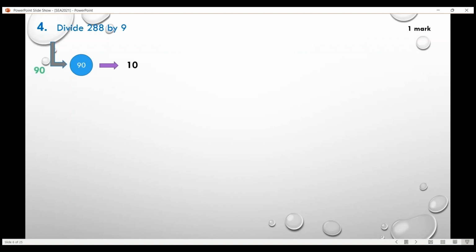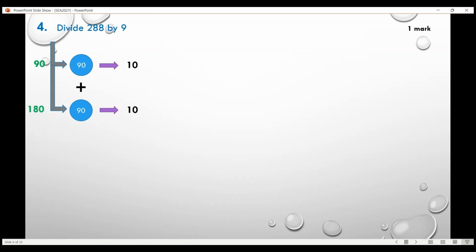So that means I dealt with 90 out of the 288. Can I get another 90 from it? Well, if that's the case, then we can divide that next 90 by 9. And that will also give us 10. So we dealt with 90 and 90, which is 180.